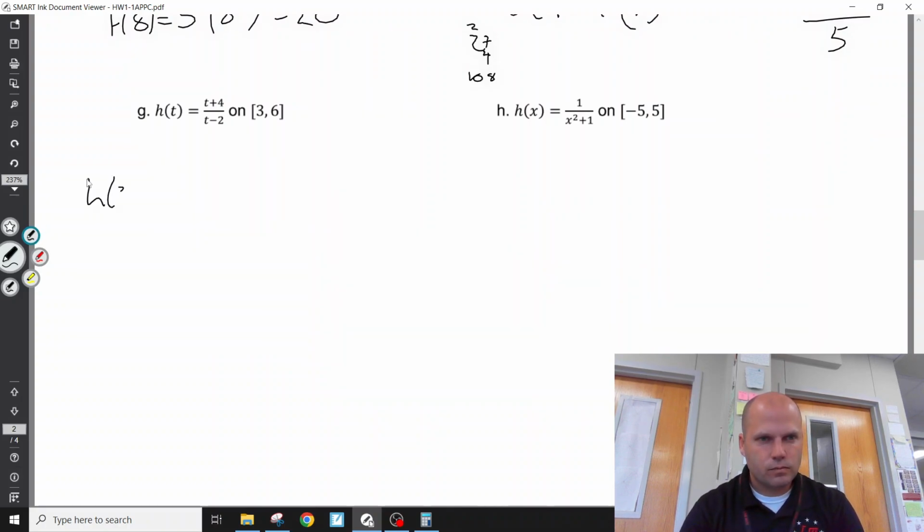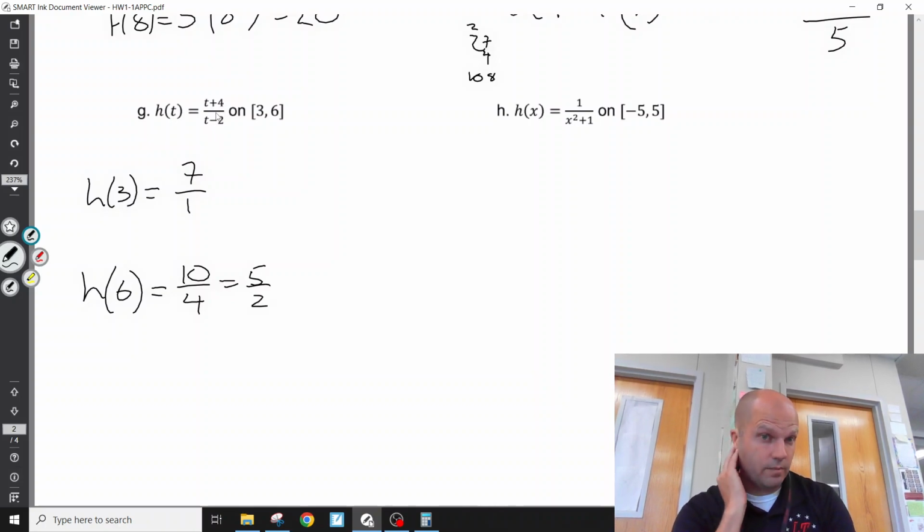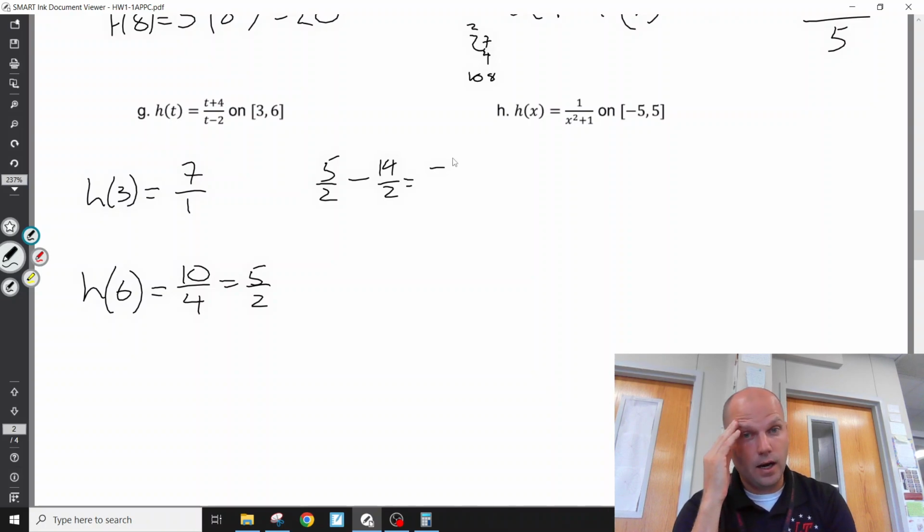Last couple. Small h, 3, 7, 6, 10 fourths. Okay. 5 halves. Let's make sure that's right: 6 plus 4 is 10, 6 minus 2 is 4. Okay, so 7 to 5 halves. So 5 halves is where I ended. I started at 14 halves. What did I do? I decreased 9 halves over the course of 3 x's.